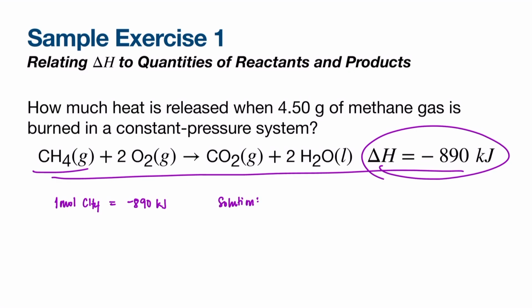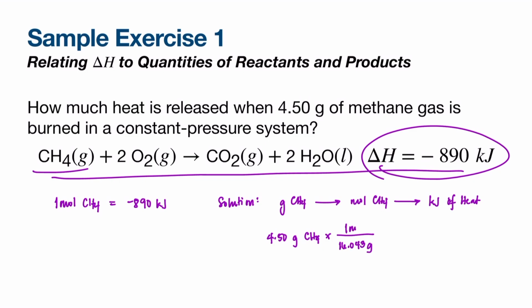And our solution will start from the grams of methane, which is given from the problem, and we can convert it into moles of CH4 using the molar mass of methane. And once we have the moles of methane, that's the time that we can calculate for the kilojoules of heat released. So starting from grams of methane, which is 4.50 grams of CH4 multiplied by the conversion factor, which is the molar mass of methane, and that is 16.043 grams per 1 mole.